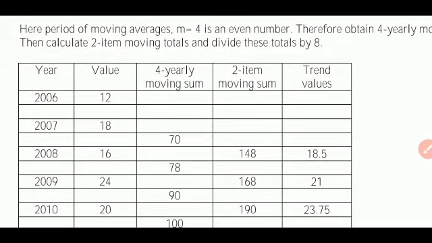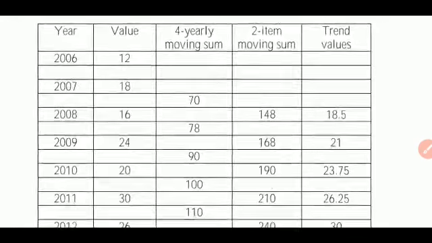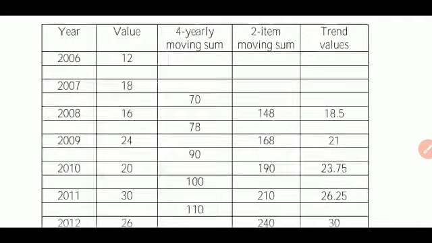So let us see how the calculation is made. The number here is 4. It's an even number. And what are the columns you're going to make here? The first one is year, value, 4 yearly moving sum, 2 item moving sum and trend values. One column is going to be extra here compared to 3 yearly and 5 yearly. Let us check how it should be done.